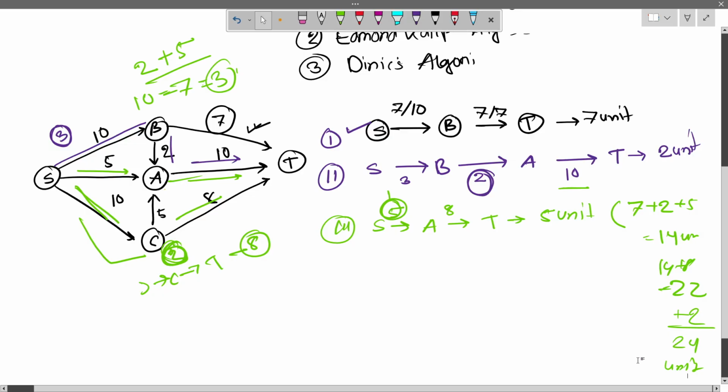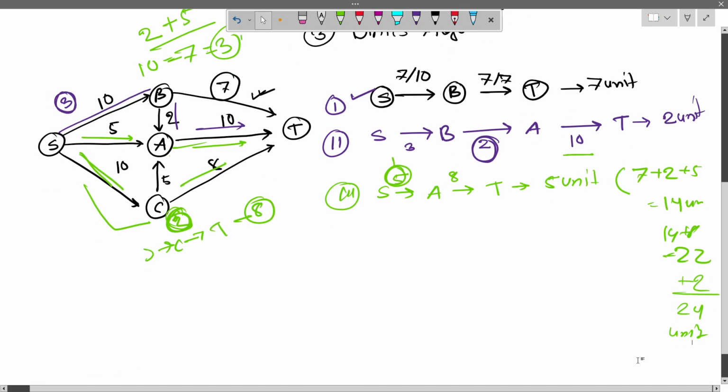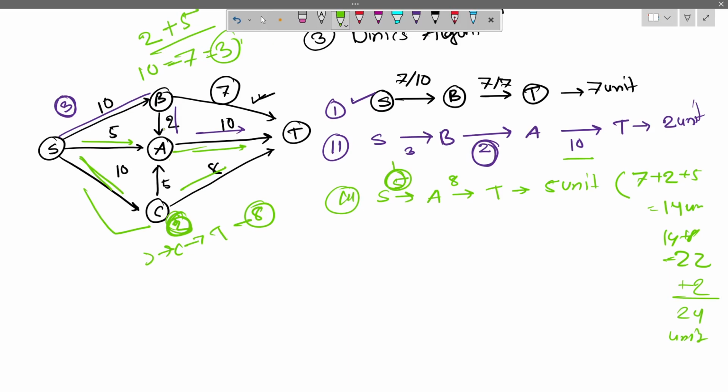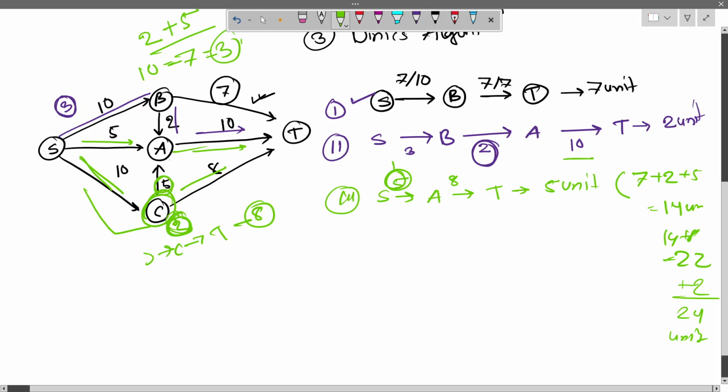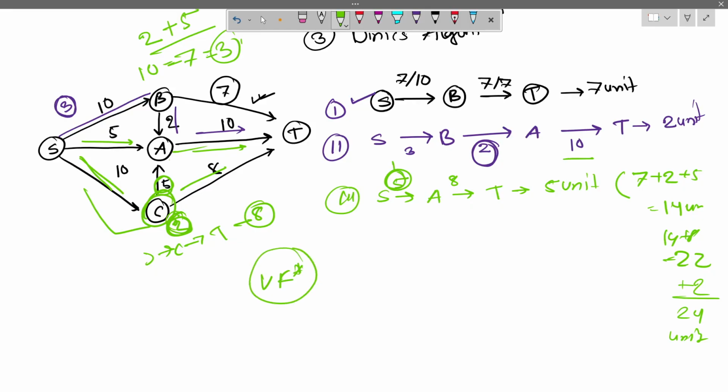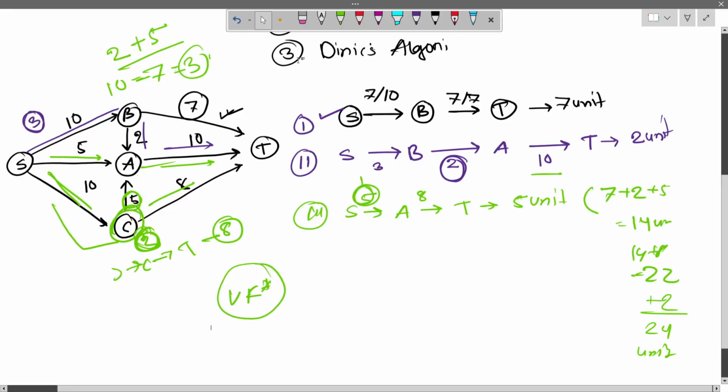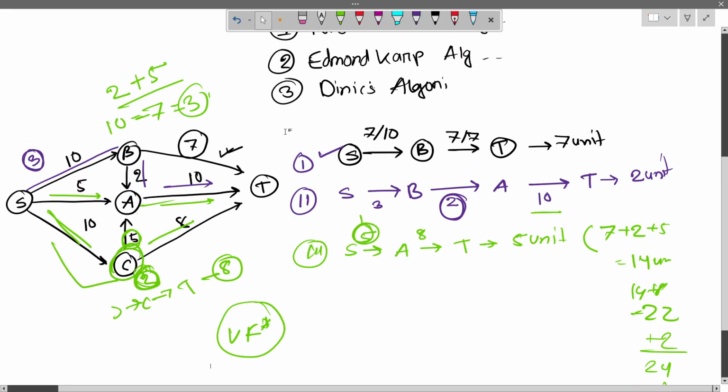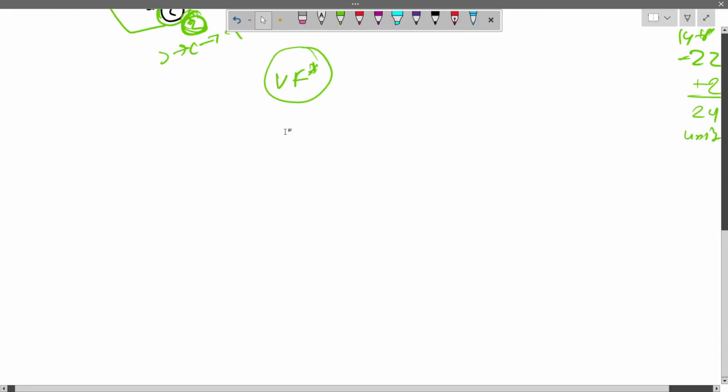And here we can see that the complexity depends on what? Complexity always depends on the vertex and the capacity. So the vertex and the capacity is applicable for this. This is its complexity.